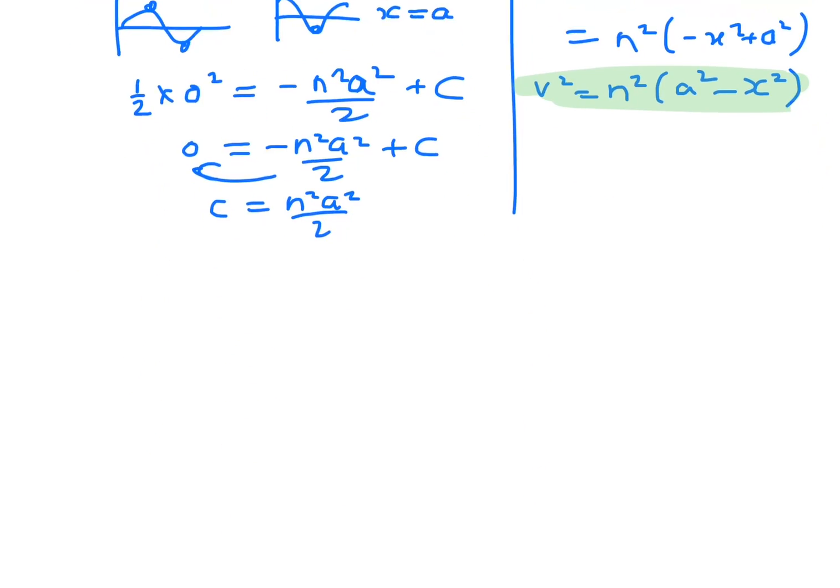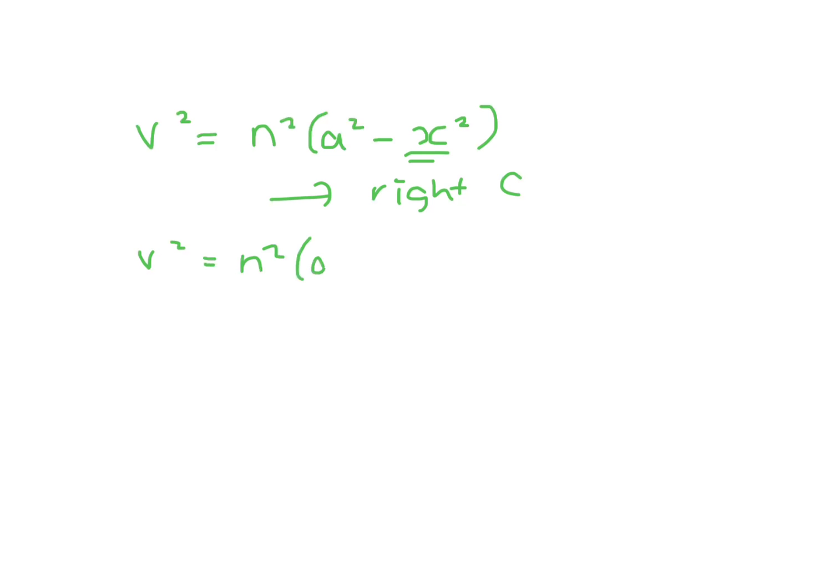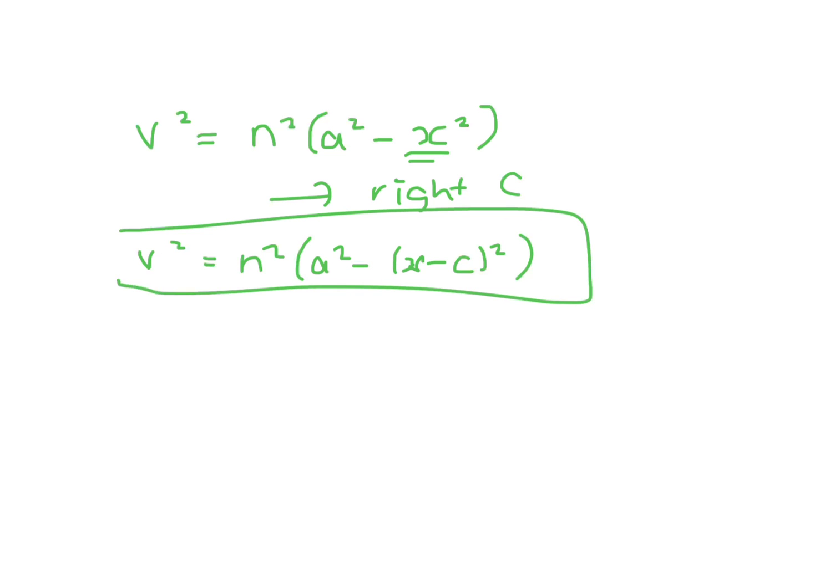Now, on top of that, you've got v squared equals n squared (a squared minus x squared). If you wanted to shift to the right by c, then the effect will be on the x. So if you want to do a shift horizontally, that would be (x minus c) squared. So that is the velocity formula when the centre is at x equals c. This one's when the centre is at 0.